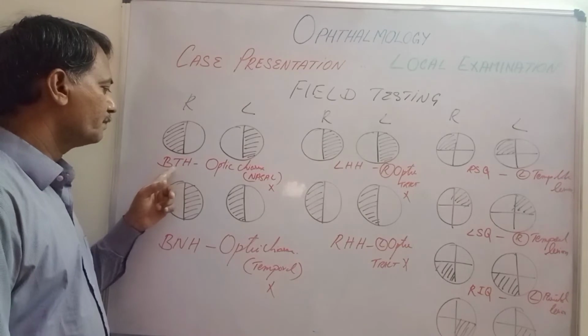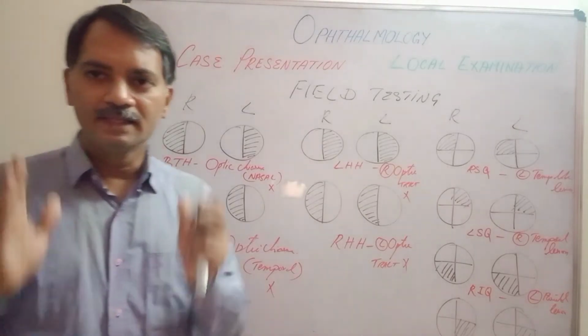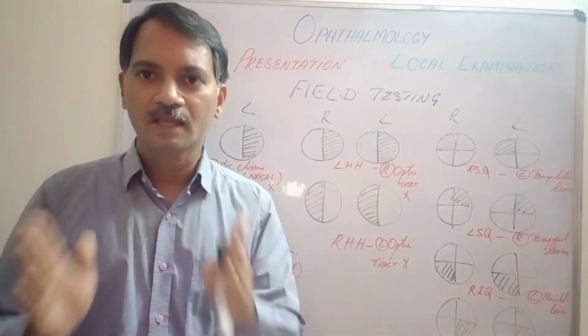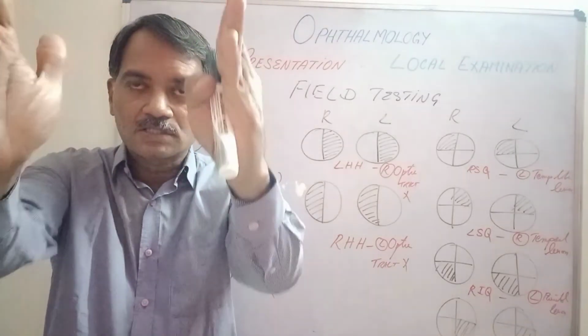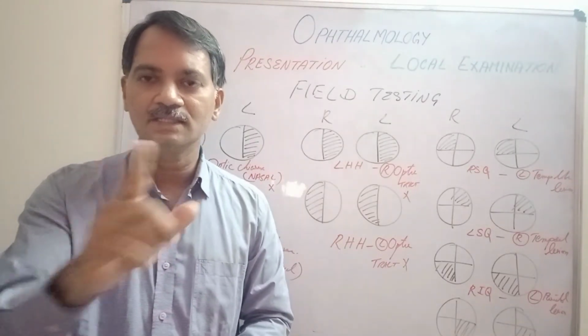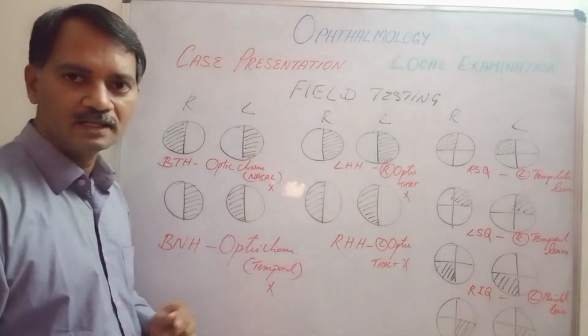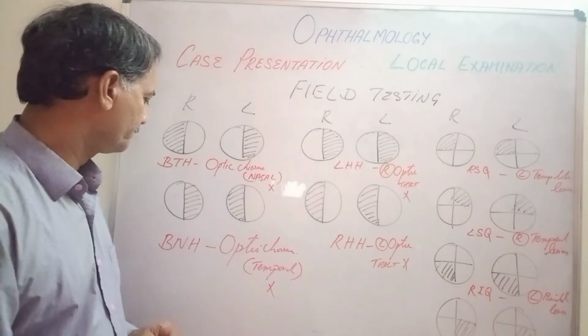The first thing is bitemporal hemianopia. The temporal sides for both the eyes are not seen. Only the things on the center are seen. So that is seen in optic chiasma, central portion lesion. That is, the nasal fibers are affected.